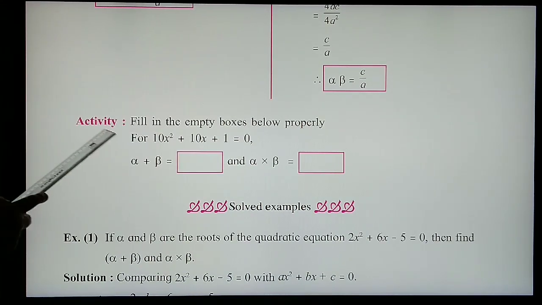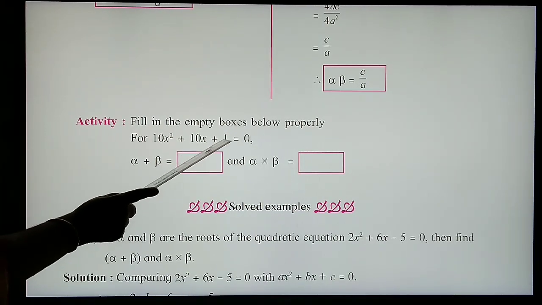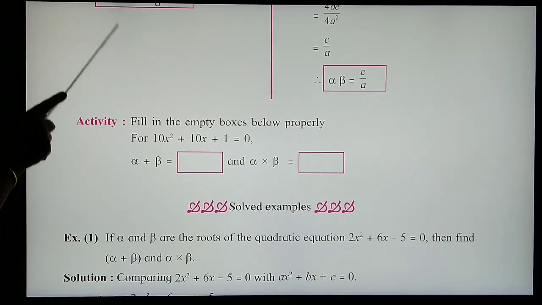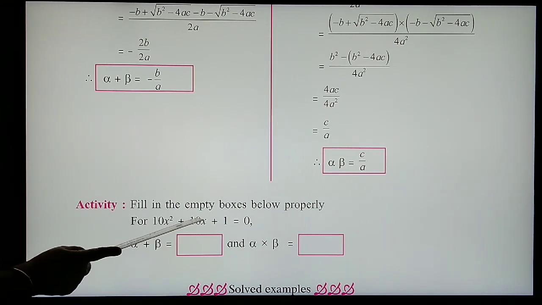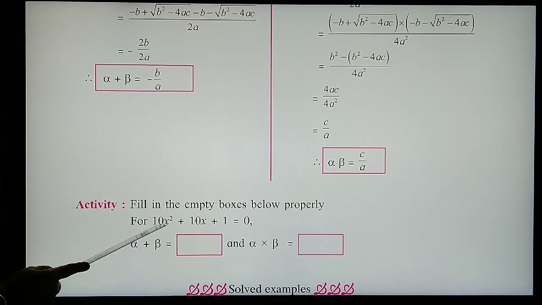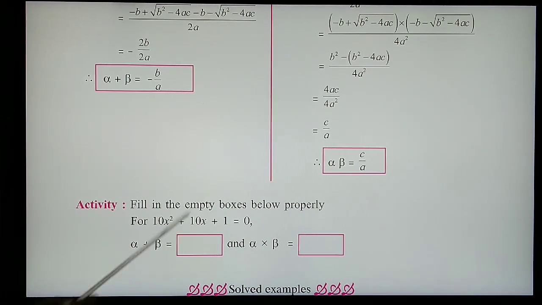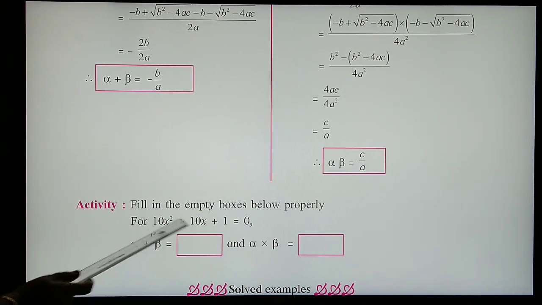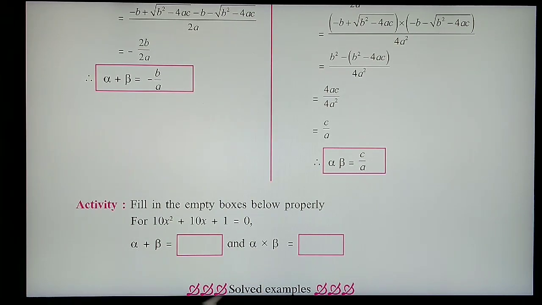So see the activity. Fill in the empty boxes properly for 10x square plus 10x plus 1 equal to 0. What is the value of alpha plus beta? That is minus b upon a. So b is 10 and a is also 10, so minus 10 upon 10 is equal to minus 1. So we write minus 1. And the value of alpha into beta is c upon a. C is 1 and a is 10, so alpha into beta is 1 upon 10. Now see the next part.